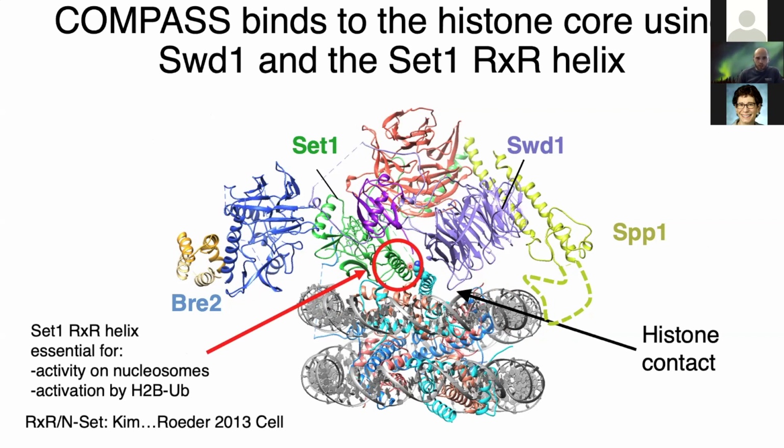And finally, a long arginine-rich sequence of Set1 that is disordered in the isolated COMPASS forms a long helix that directly interacts with the histone core. And this helix was very exciting because prior literature from the Rader lab in 2013 had shown that this arginine-rich sequence of Set1 is critical both for the activity of COMPASS on nucleosomes and also for its ubiquitin-dependent stimulation.